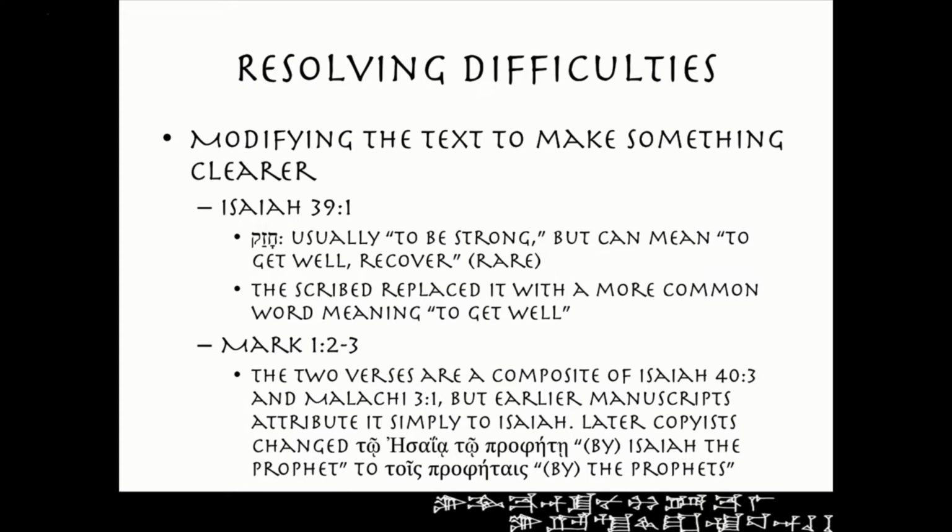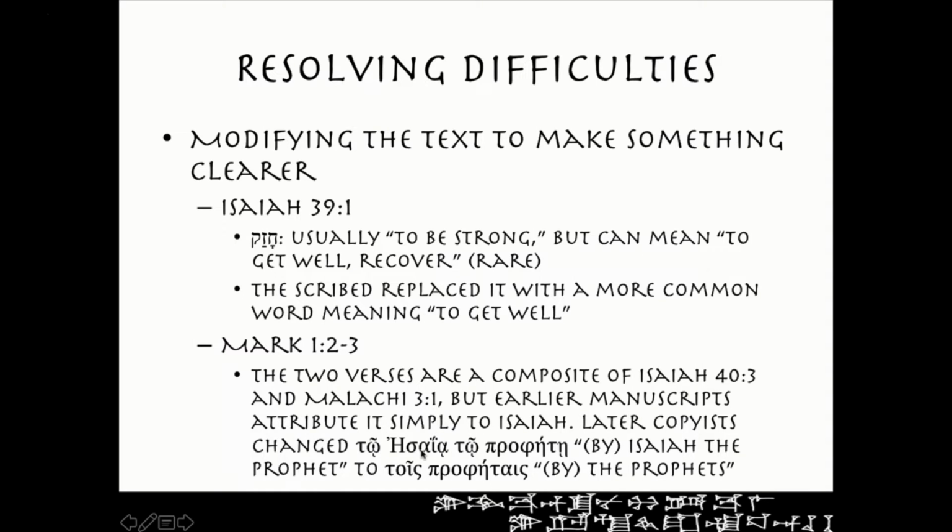So here, these two verses are a composite of Isaiah 40, verse 3, and Malachi 3, verse 1. But the earlier manuscripts attribute it simply to Isaiah. So it says, as the prophet Isaiah said, and then it quotes from both places. Well, of course, this presented the difficulty to the scribe, who realized that only one of those quotes came from Isaiah. So then that was amended.